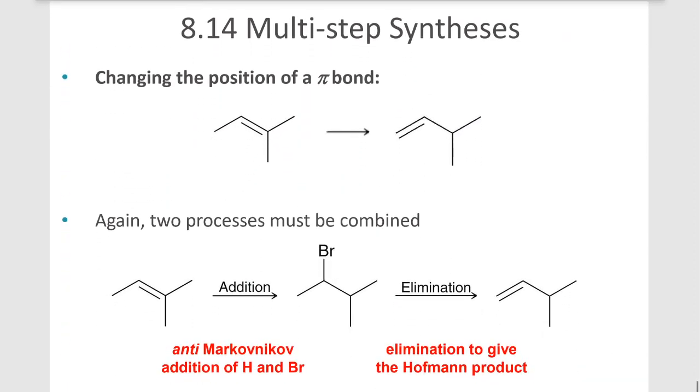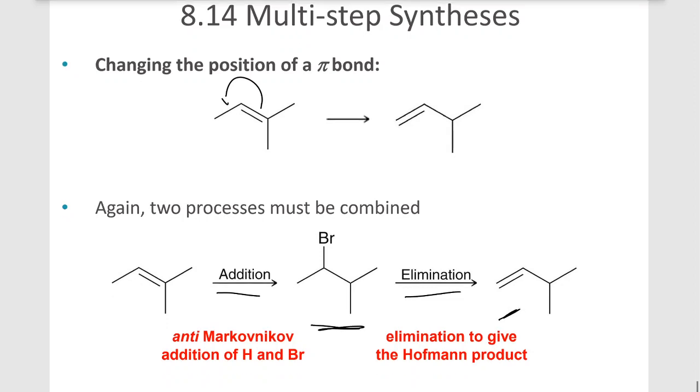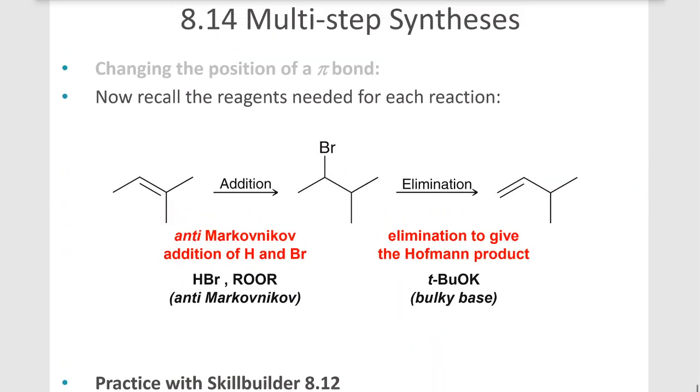So we can also change the position of a pi bond in a similar way through an addition and an elimination. So you see here that we've moved this pi bond over here. That's what we've done. That's not a mechanism for that. So we're going to combine two processes here. The first will be an addition reaction, adding HBr. In this case, we need the bromine to go anti-Markovnikov, and then we can do an elimination to give us the Hofmann product. So here's how that's going to work.